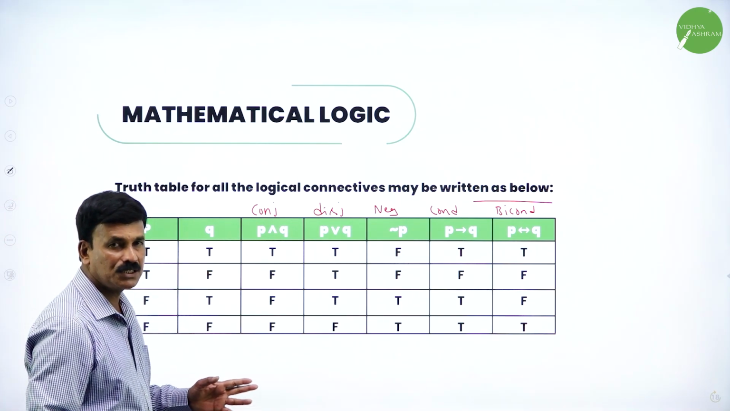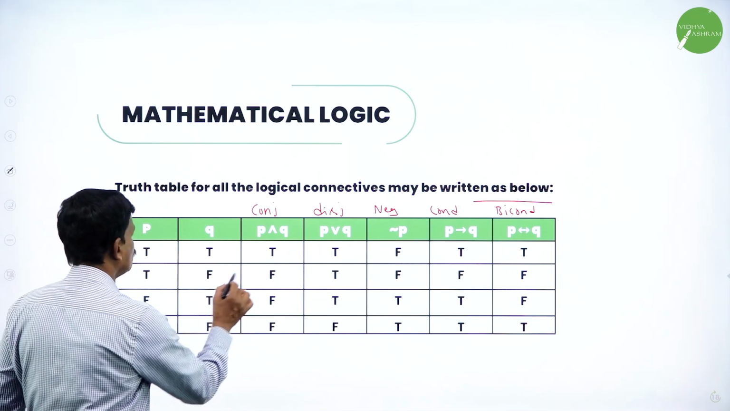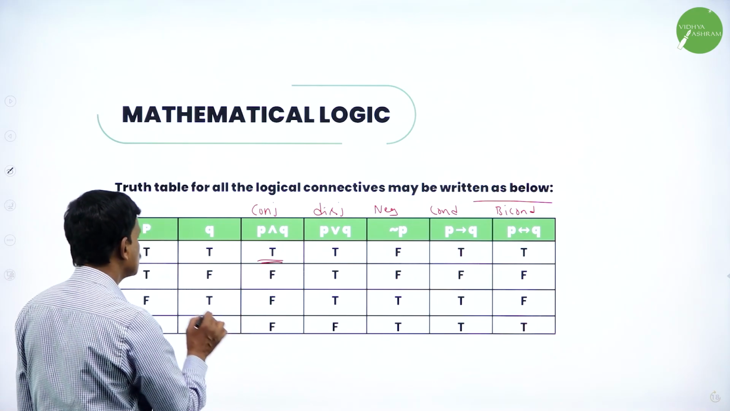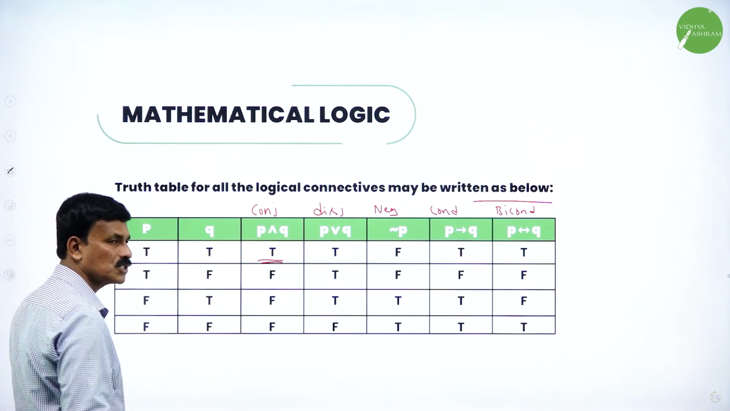For conjunction, true and true is true. In all other cases, it is false. True and true is true. True and false is false. False and true is false. False and false is also false.